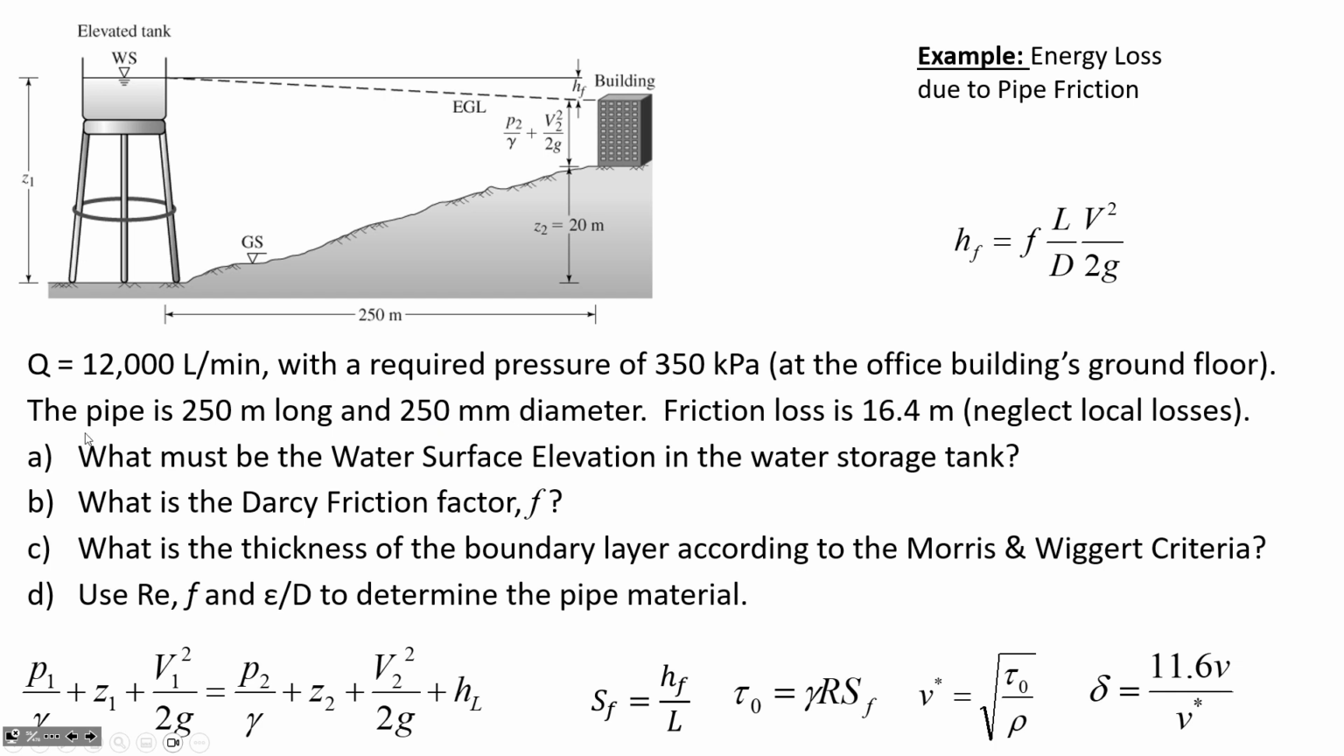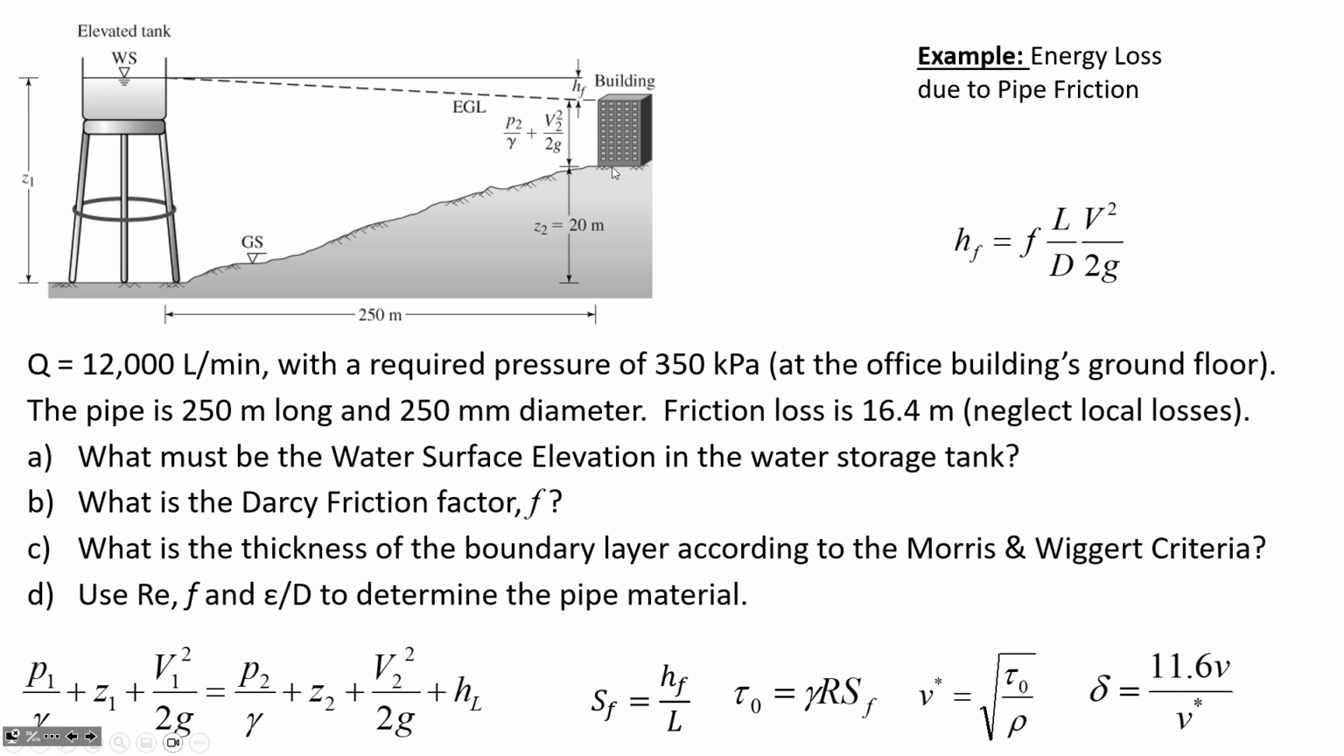All right, so calculating the water surface elevation, we're going to have to start off by just applying the energy equation there. And so location 1 is at the interface of the water and the air, and location 2 is at the base of the building. So how do you know what to choose as location 1 and what to choose as location 2?